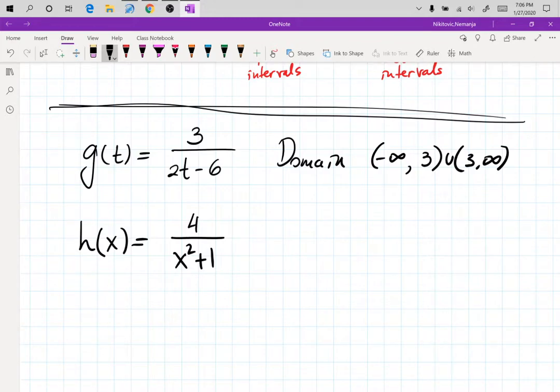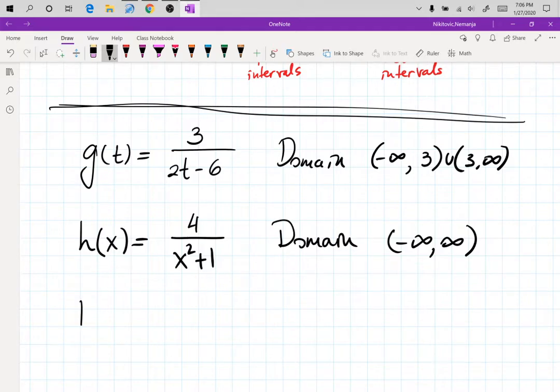So, what is the domain? Beautiful. Also known as all real numbers. You can put the double bar R if that makes you happier. So, to find the domain for rational functions, you can set the denominator equal to 0 and find the bad values, and then kick them out of the domain.